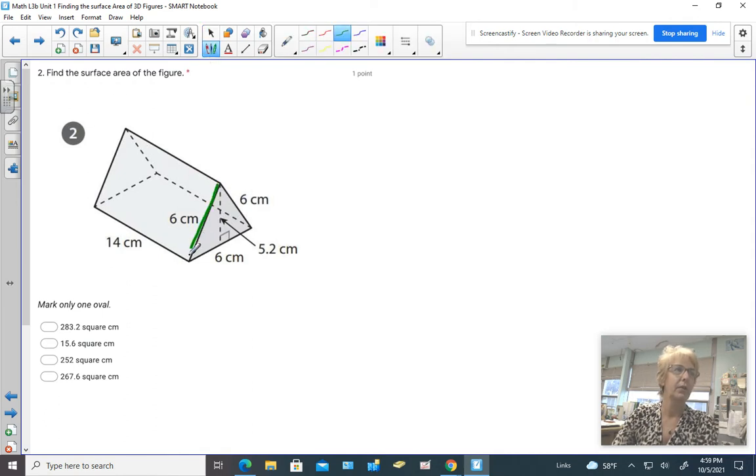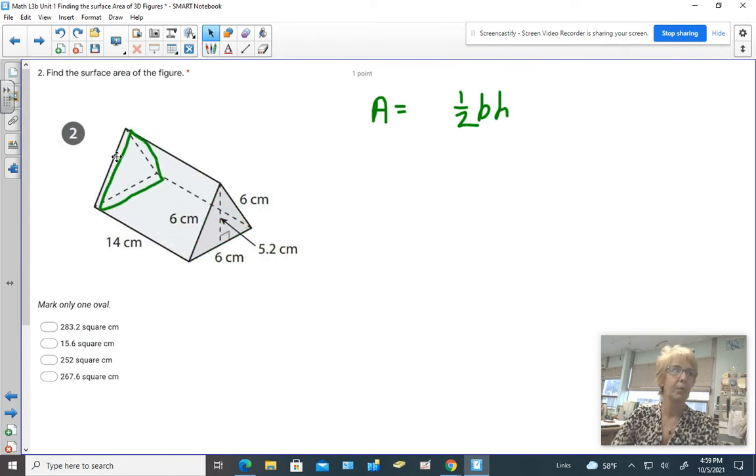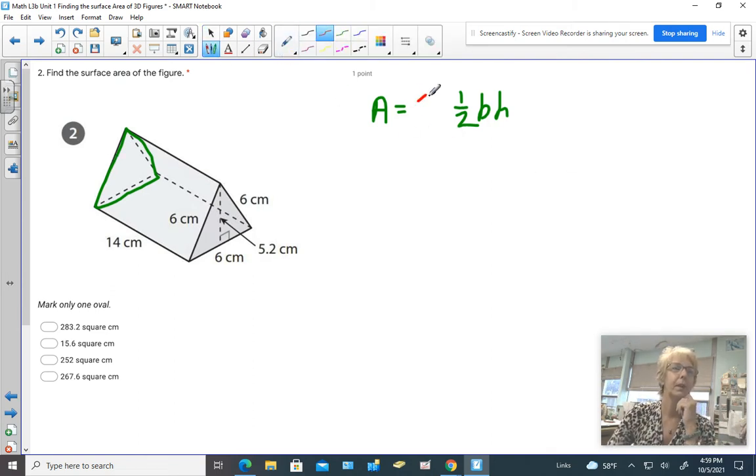All right, so first of all, let's talk about how you find the area of one of the triangles. The formula for one of the triangles would be area equals half of the base times height. But we have two of them. We have this one and we have the one in the back. If we look at the polyhedron, we have the one in the front and the one in the back. So we have two of them. That's why we're going to multiply all this by 2.